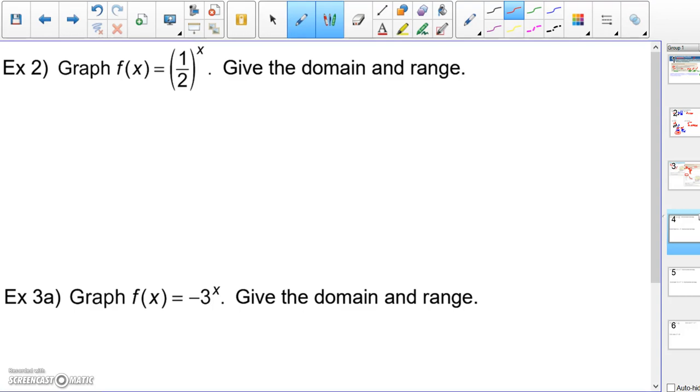Now let's graph some functions. When I see that 1/2, I immediately know it's a decay function. And all of these are going to have a horizontal asymptote at y equals 0. So you pretty much know what it looks like before you start. You're going to have some kind of function that looks like this. Okay? So I think the best thing to do is make a table and plug some numbers in.